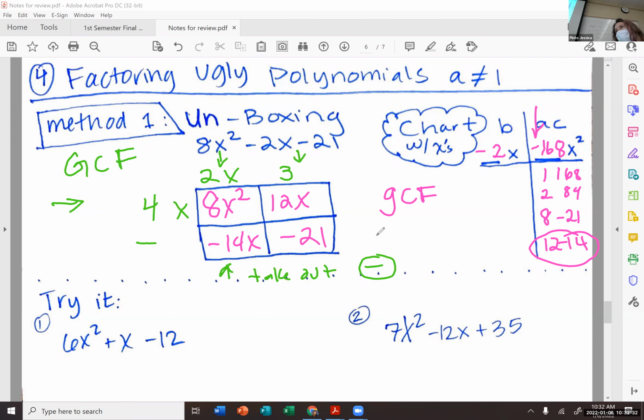Whenever those boxes start with a negative, just like when we did the fence, if it started with a negative, you had to take out a negative. We have to do that here too. So this will be negative 7. And now these are our factors.